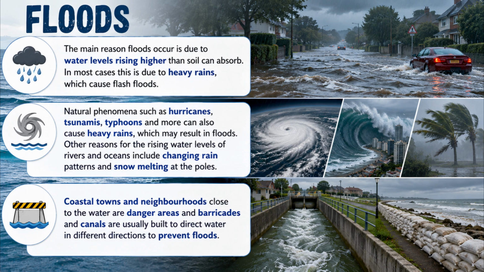The main reason floods occur is due to water levels rising higher than soil can absorb. In most cases this is due to heavy rains, which cause flash floods. Natural phenomena such as hurricanes, tsunamis, typhoons, and more can also cause heavy rains, which may result in floods. Other reasons for the rising water levels of rivers and oceans include changing rain patterns and snow melting at the poles. Coastal towns and neighborhoods close to the water are danger areas, and barricades and canals are usually built to direct water in different directions to prevent floods.